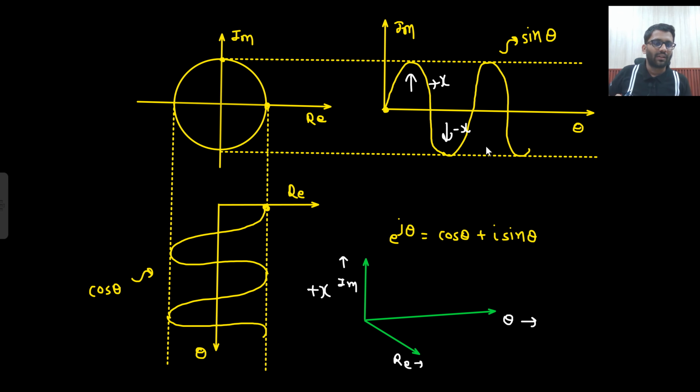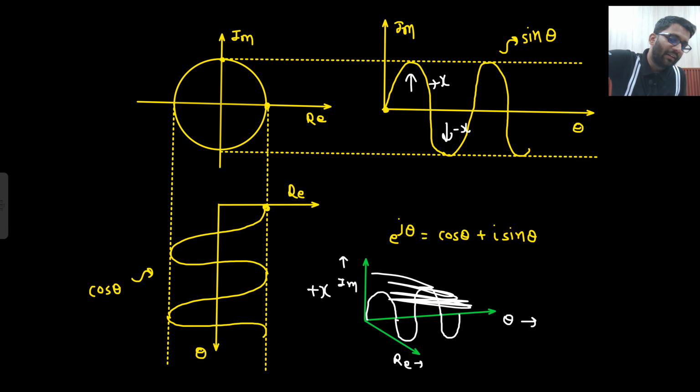Are you able to understand this point? If I call the imaginary axis as plus x, then positive amplitude is going towards plus x and negative amplitude is going towards minus x. So can I draw it something like this? Plus x, minus x, plus x, minus x. It is in the plane of imaginary and theta. It is not in the plane of real.